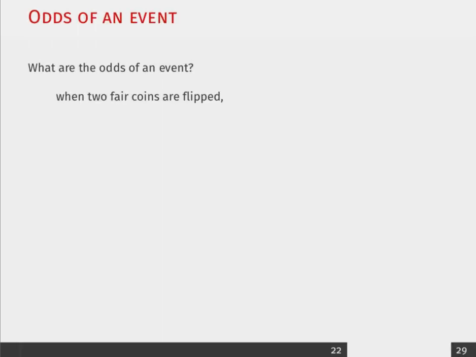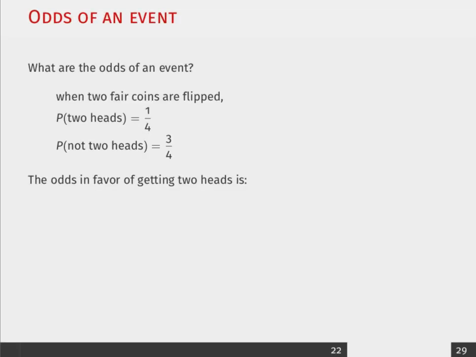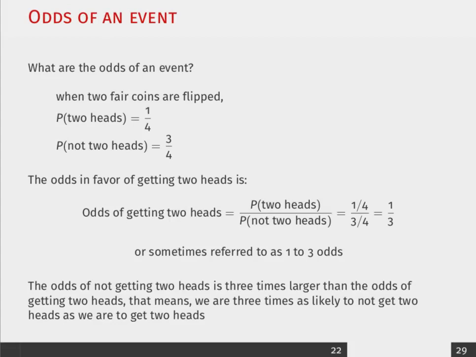So we can think of the odds of an event happening in the context of flipping a coin, where if we're flipping two coins, the probability of getting two heads in a row is going to be 1/4, and the probability of not getting those two heads is 3/4. And so the odds of getting two heads would just be the probability of getting two heads over the probability of not getting two heads. So the odds of getting two heads is 1/3, or we might commonly refer to it as 1 to 3 odds.